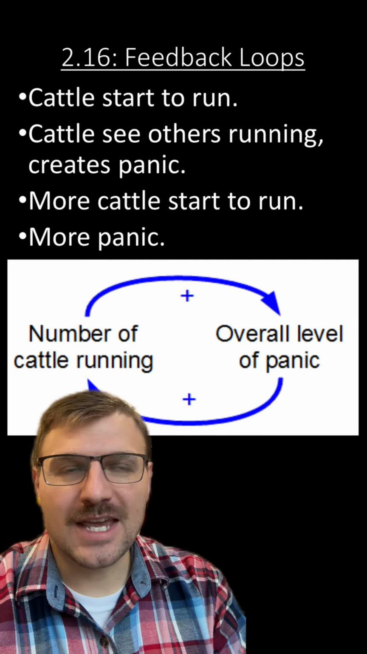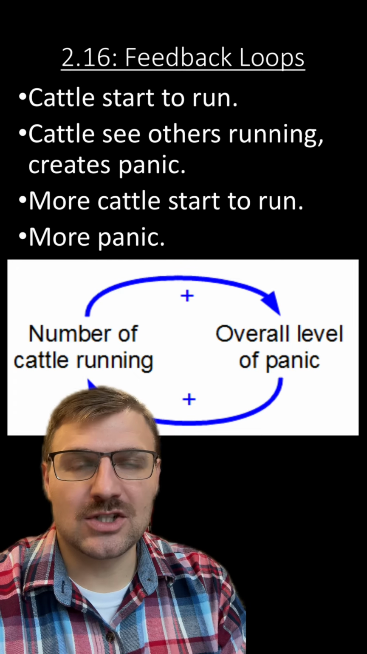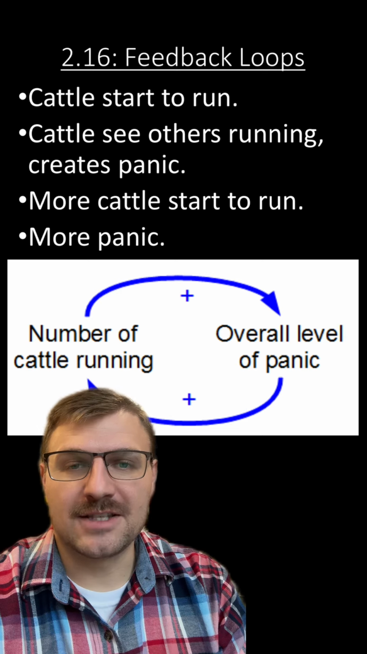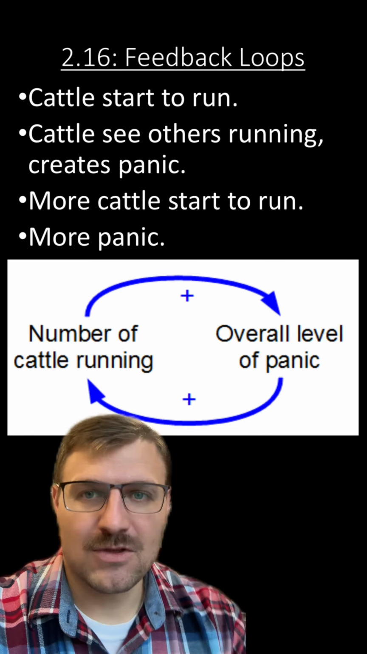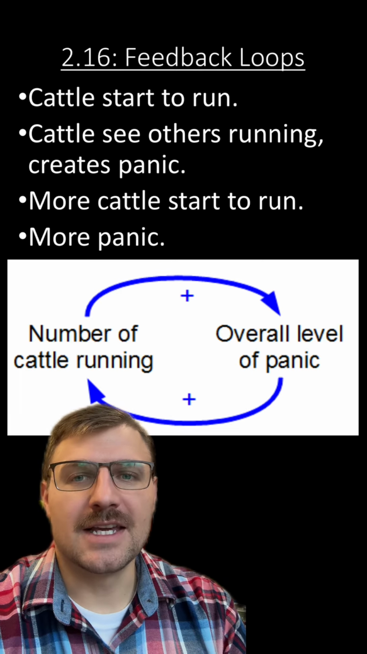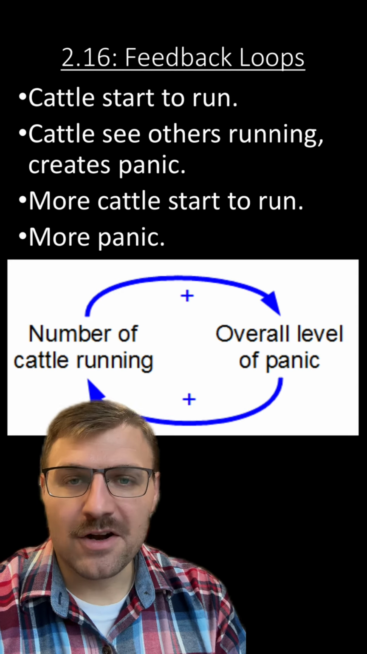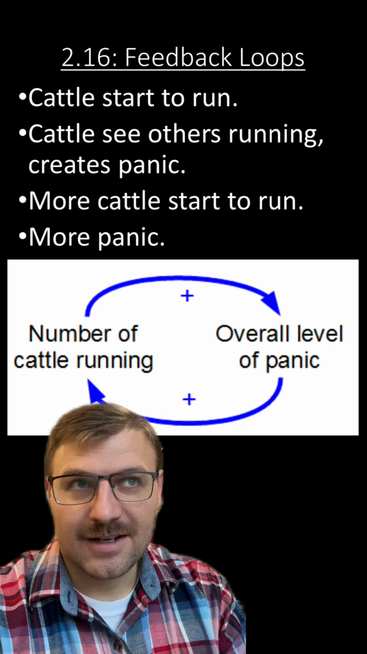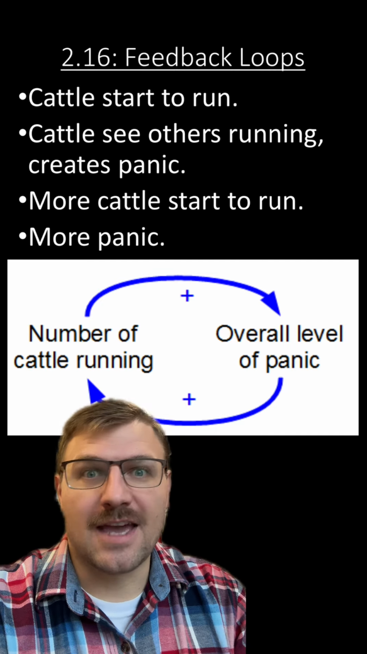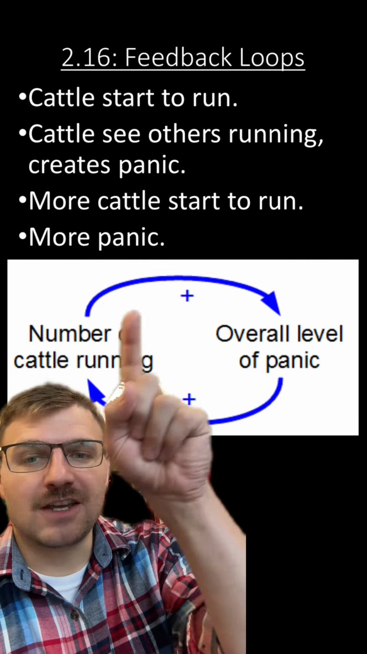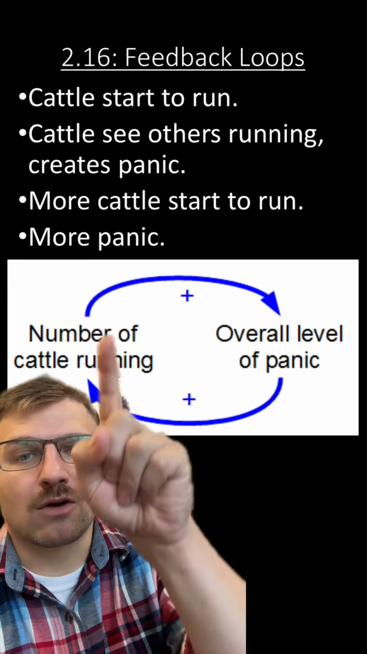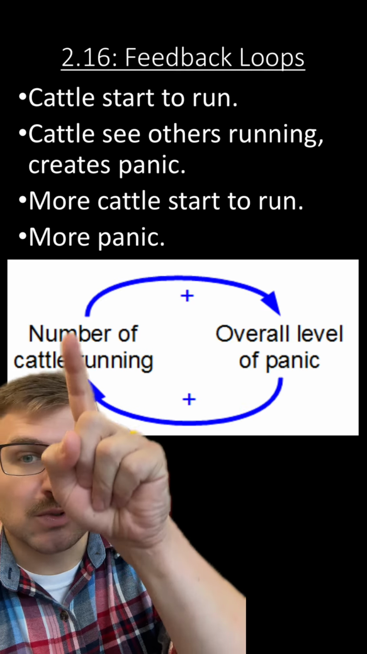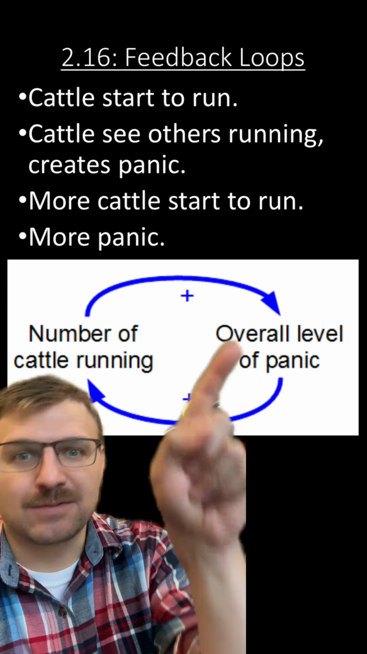I always like to use a non-cell communication example when talking about these positive and negative feedback loops. The one here for a positive feedback loop is cattle starting to run. Other cattle see the cattle running, so they start to panic, so they start to run, and there's more panic because other cattle see them running. And this is a positive feedback loop where, again, the number of cattle running will increase the overall panic, which will increase the number of cattle running, and just keeps on going and going.